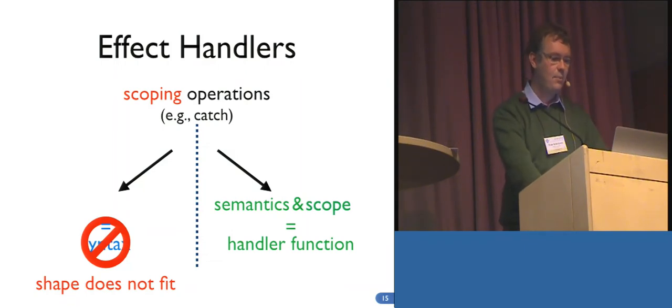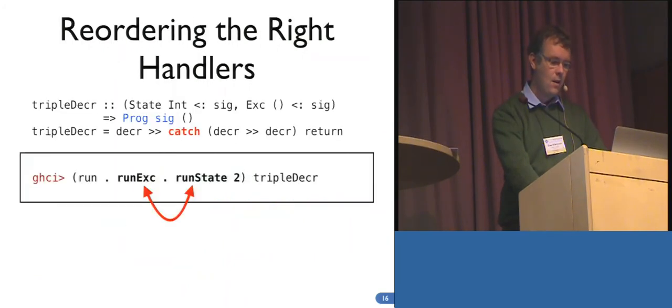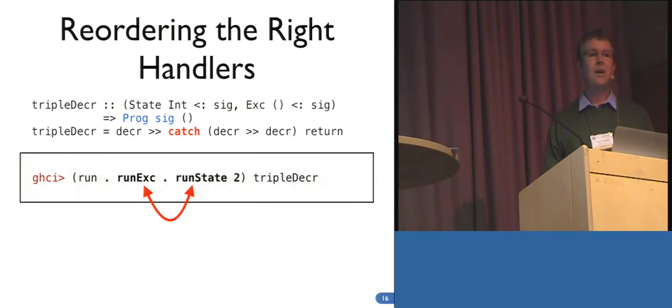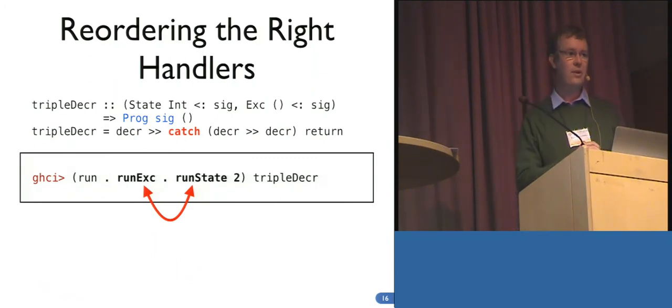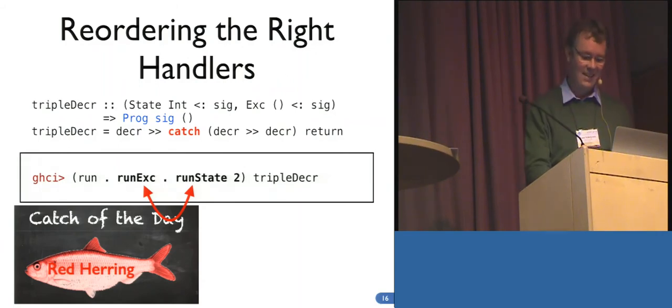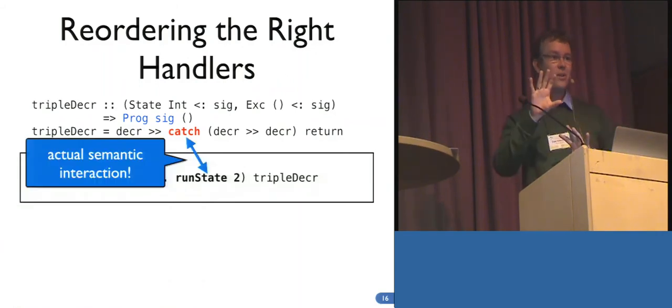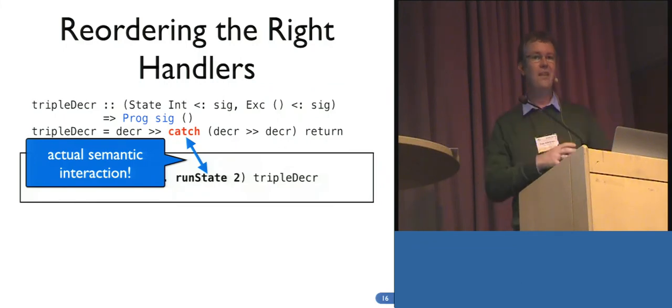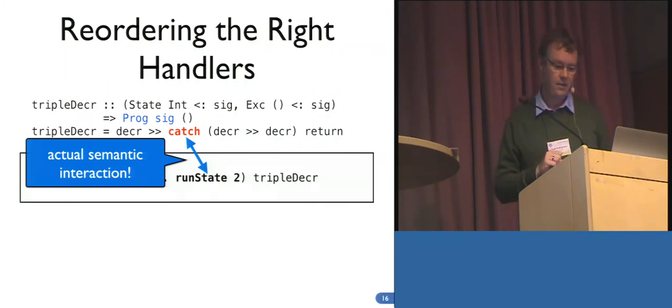And that makes operations like catch different from operations like get and put. So when we were looking at this problem and trying to get our local update semantics, we were trying to change the order of the exception and state handlers, but that's really been a red herring, because the semantics for catch is not really in the exception handler. The actual semantic interaction is going on between catch itself and the run state handler. So we should be looking at changing the order of these two to get a different kind of interaction.